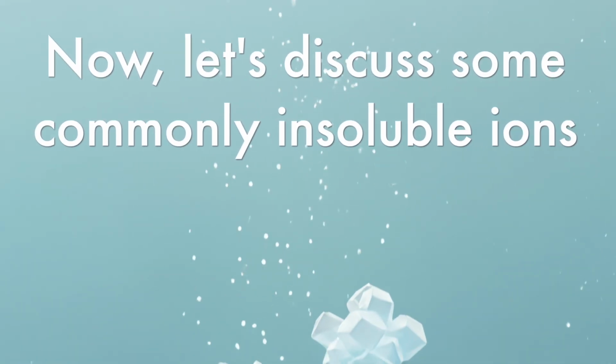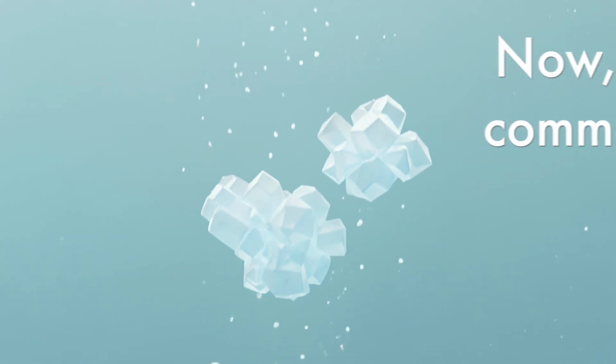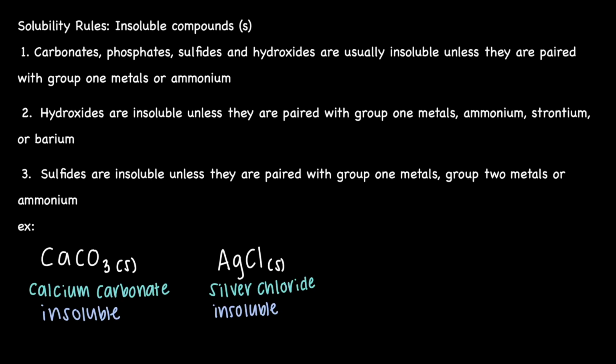Now let's discuss some commonly insoluble ions. Carbonates and phosphates are insoluble unless they are paired with group 1 metals or ammonium. Hydroxides are insoluble unless they are paired with group 1 metals, ammonium, strontium, or barium. Sulfides are insoluble unless they are paired with group 1 metals, group 2 metals, or ammonium.